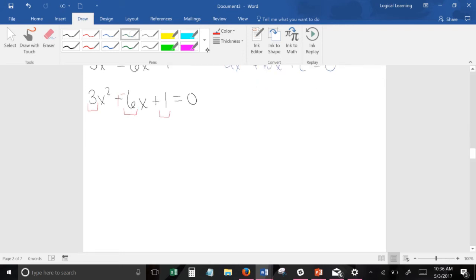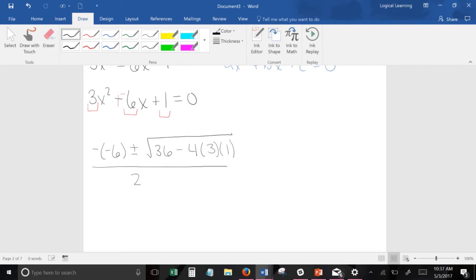So let's put that into our formula. We have negative b, though that's negative 6, plus or minus the square root of b squared. Negative 6 squared is still 36, minus 4 times a, which is 3, times c, which is 1, all over 2a, which is 2 times 3. Well, negative 6 is going to give us a positive 6. So we're going to have 6 plus or minus the square root of 36 minus, well, 4 times 3 is 12, so that'll give us 12. And 2 times 3 is 6.